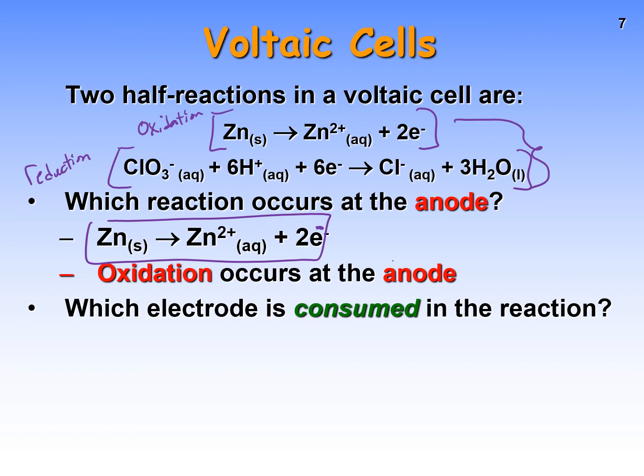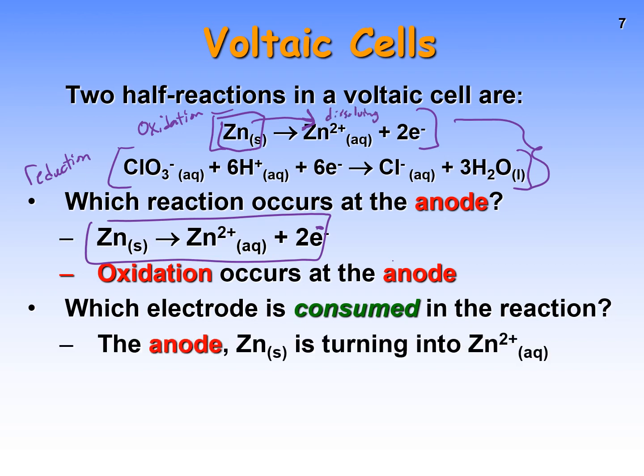Which electrode is consumed in the reaction? Well, now this is a little bit harder to tell. We know that this was the metal electrode that we have the wire attached to. And we can see in this reaction it's going from solid state to aqueous state, i.e. it's dissolving. So again, the zinc solid anode is going to be the one being consumed.